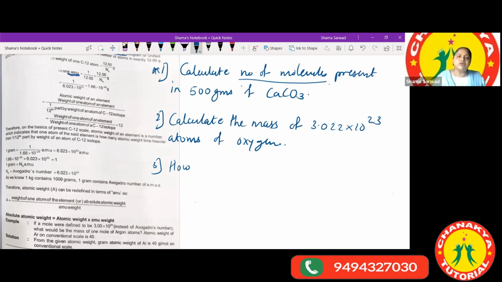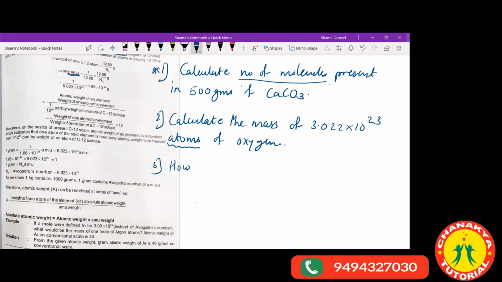And while solving, please focus on whether they have asked you atoms or molecules. It's very important.